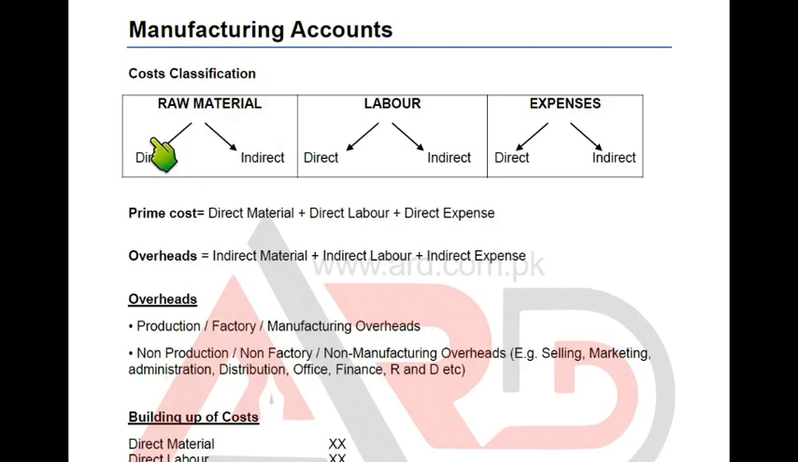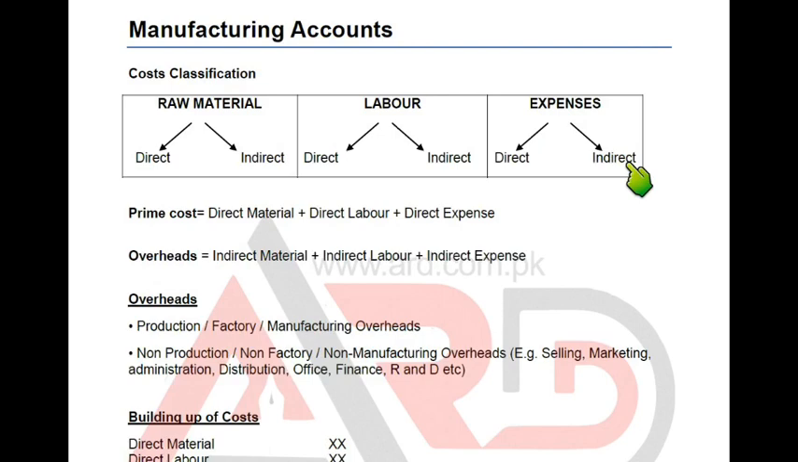First of all, we discussed there are three types of costs, namely material, labor, expenses. Then we discussed cost can be direct or indirect. So till now we have six types of cost: direct material, direct labor, direct expense or indirect expense.